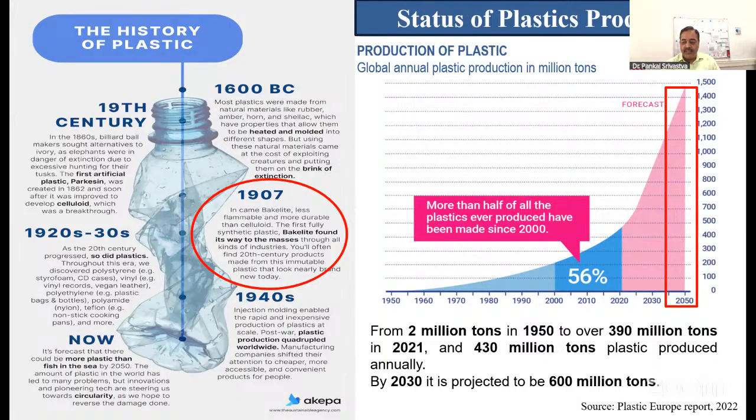It's a great invention. But if you see the graph of how plastic production goes up globally, more than half of the plastic ever produced has been made since 2000. That is 56%. And if we forecast global plastic production to 2050, it is going up. A Plastics Europe report published in 2022 estimates that by 2030 it is projected to be 600 million tons. So that is the status of plastic production.